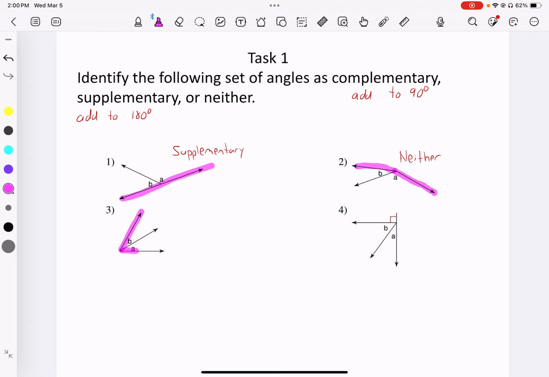Angle 3, again, they do not form a straight line, and there's no box to show that they're forming a right angle. So in number 3, these two angles would be neither complementary nor supplementary. In number 4, we have the right angle box here on the opposite side of A and B, but since this is a straight line, we can also say that this side is a right angle as well. So that means since A and B together form a right angle, these two angles together would be complementary.